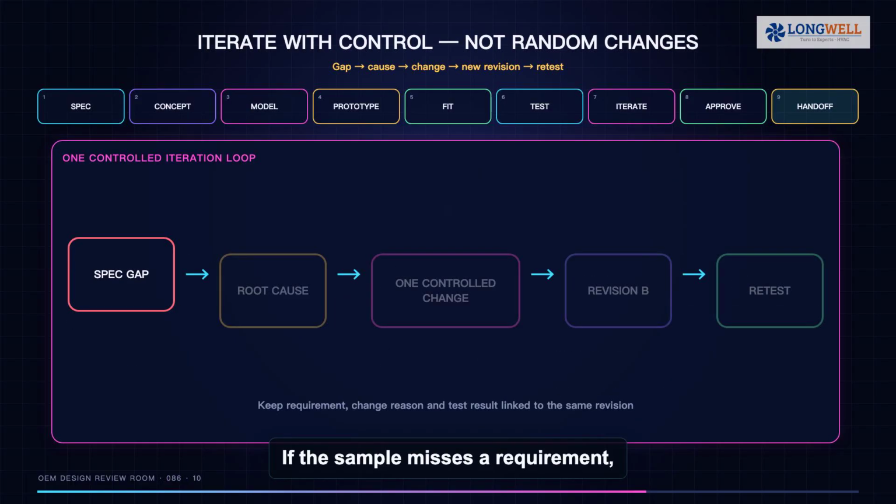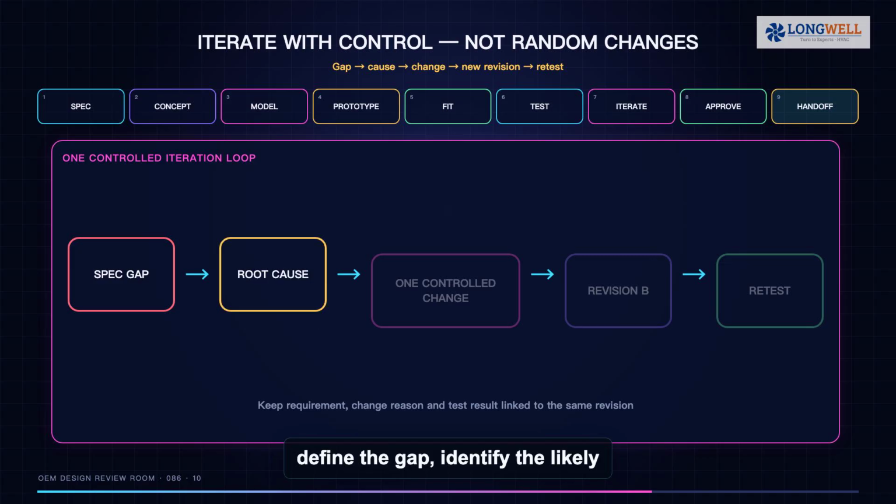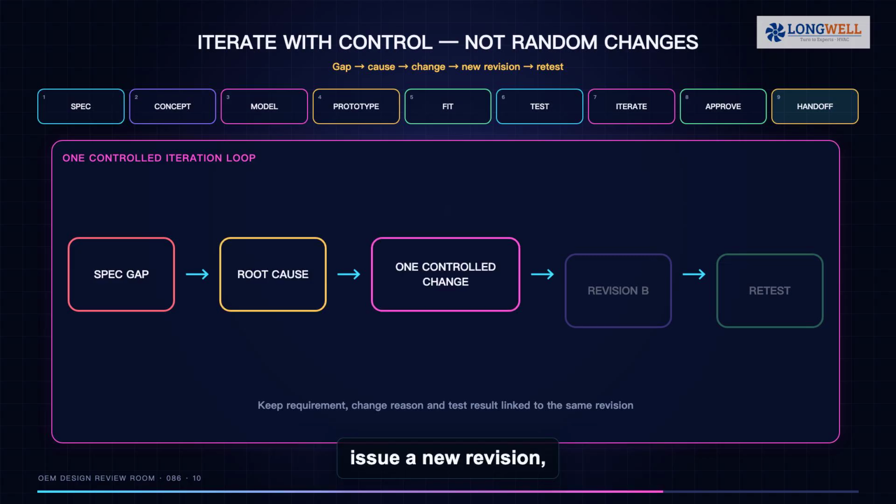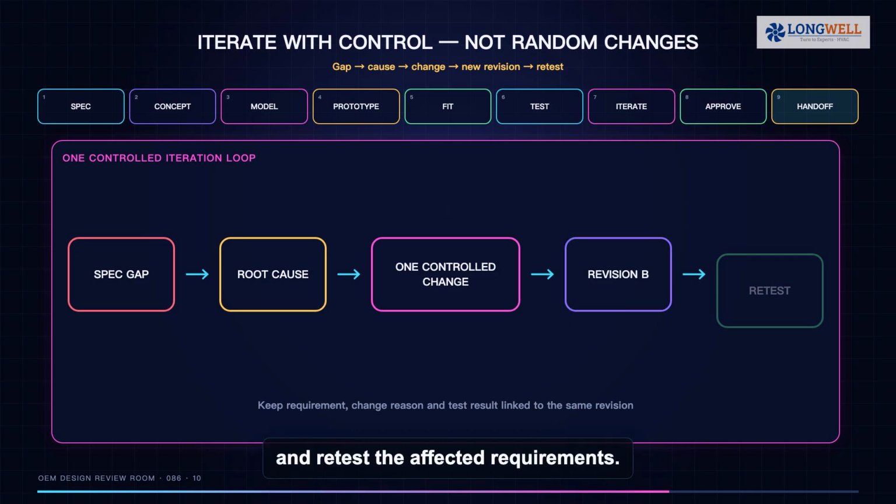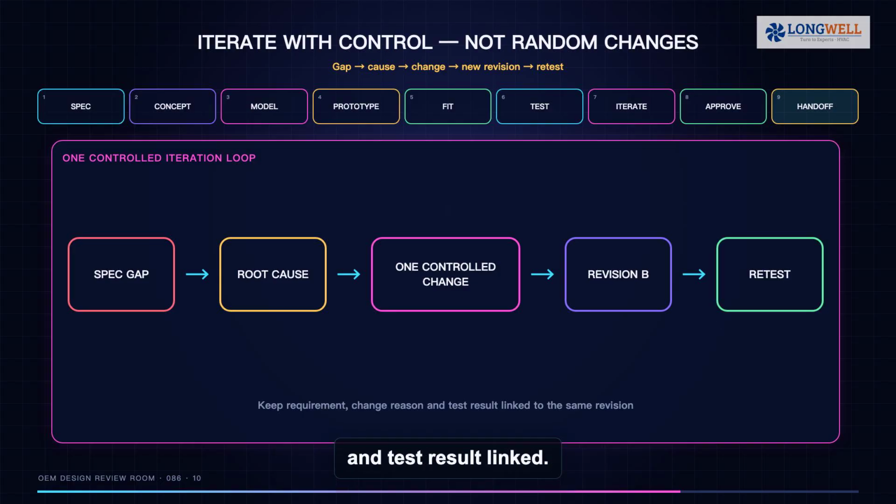If the sample misses a requirement, define the gap, identify the likely cause, make one controlled change, issue a new revision, and retest the affected requirements. Keep the requirement, change reason, hardware identity, and test result linked. Random changes may improve one result while hiding which change actually worked or creating a new problem elsewhere.